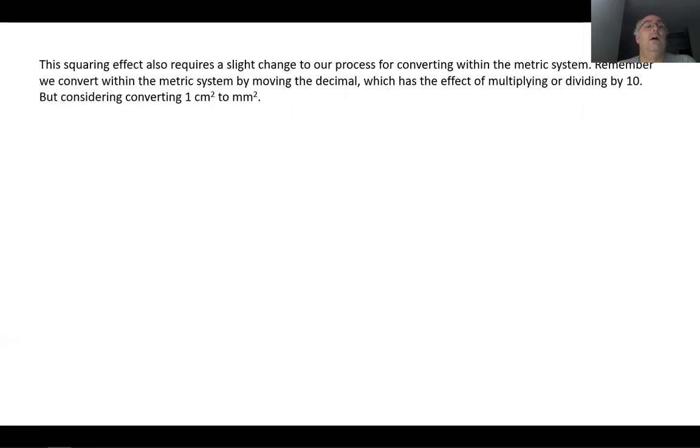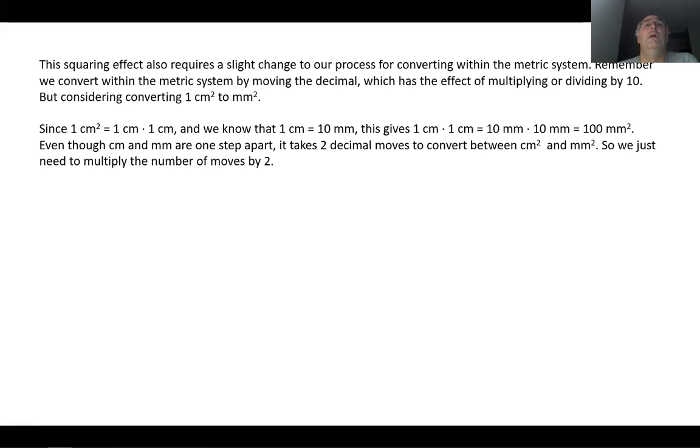The squaring effect also requires a slight change to our process if we're converting for the metric system. Remember, we convert within the metric system by moving the decimal, which has the effect of multiplying or dividing by 10. But converting 1 centimeter squared to millimeters squared, we'll remember that a 1 centimeter square is actually a square that is 1 centimeter on each side.